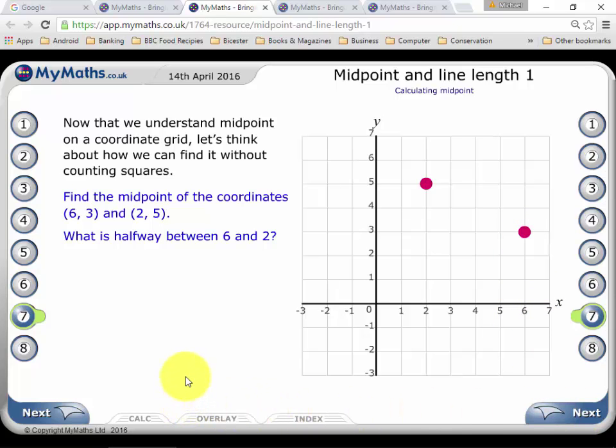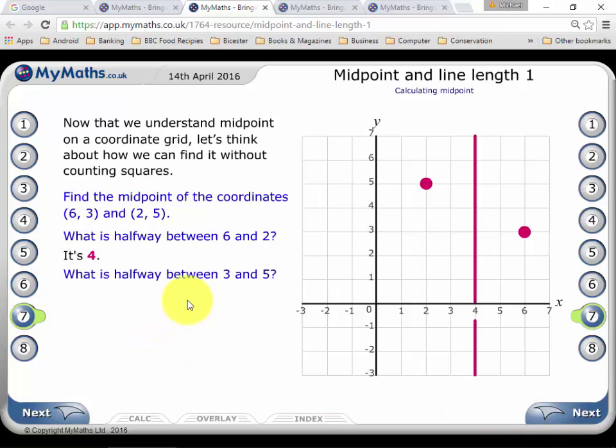What's halfway between 6 and 2? Think about it for a second. What's halfway between 6 and 2? Let's click on Next to see if you think you've got it right. Yeah, 4. Make sense? If you took 6 and 2 and put them together, you'd get 8, and half of 8 would be 4. Let's click on Next again.